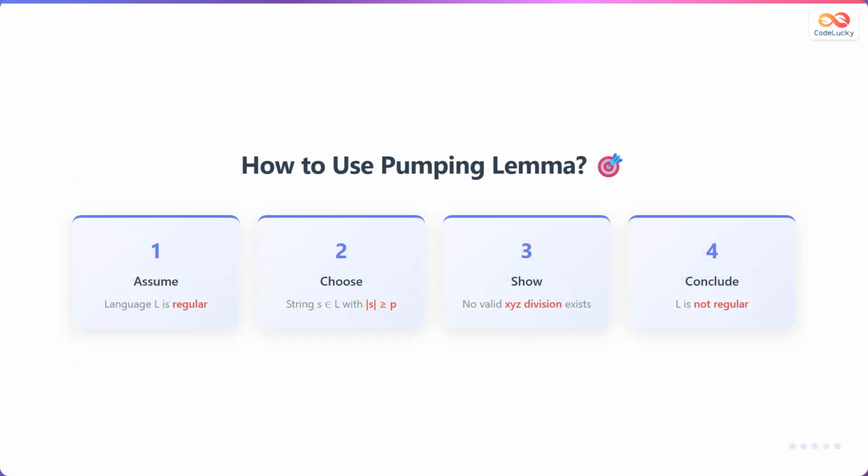Here are the steps to use the pumping lemma to prove that a language is not regular. First, assume that the language L is regular. Second, choose a string s belonging to L such that the length of s is greater than or equal to p. Third, show that no valid x, y, z division exists that satisfies the conditions of the pumping lemma. Finally, conclude that L is not regular if a contradiction is found.